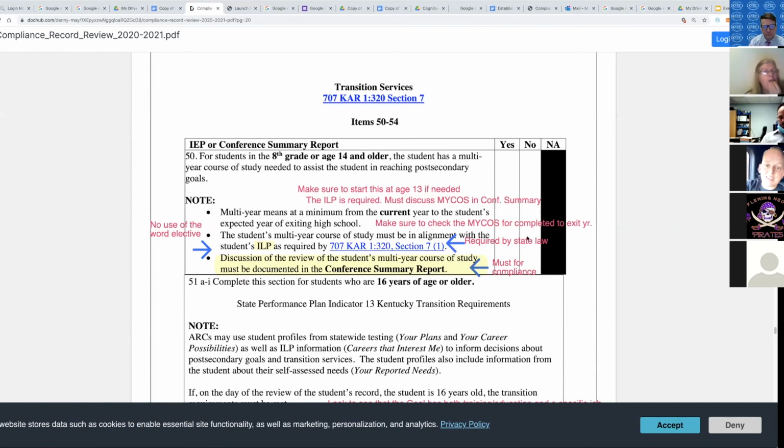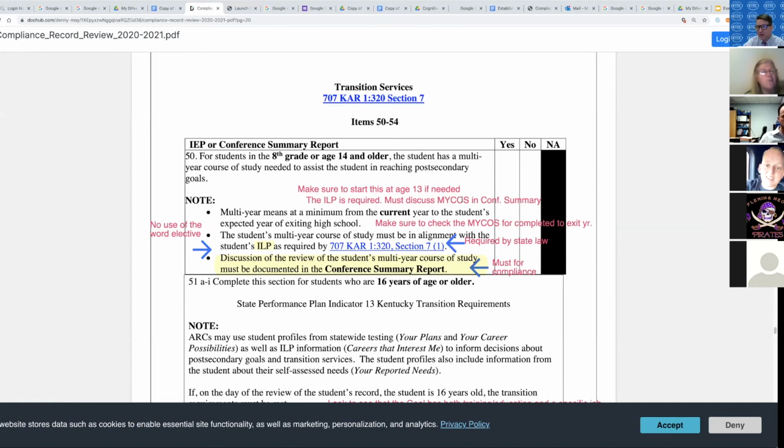And so for students in the 8th grade or 14 or older, and we already talked about this a little bit up front, make sure to start this at age 13 if needed. So pay attention to your caseload, your birth dates, and your annual review dates. One of the things I did this morning was review a kid who was in the 8th grade and was 15. I was looking to see, are they going to turn 16 before the annual review? And they were not.